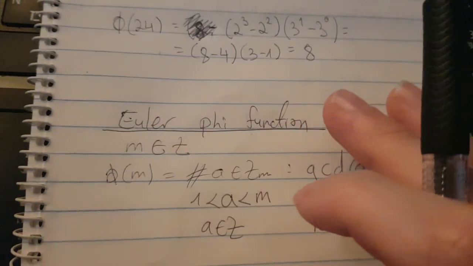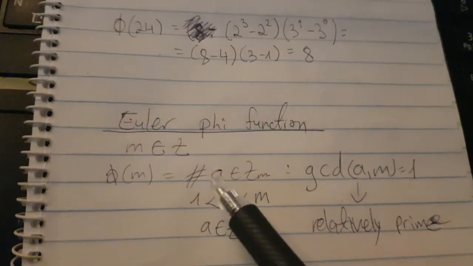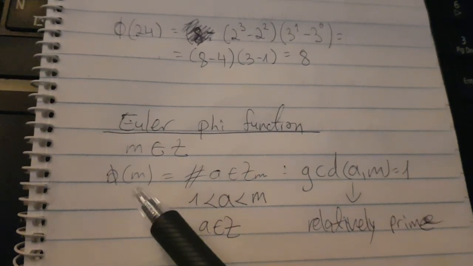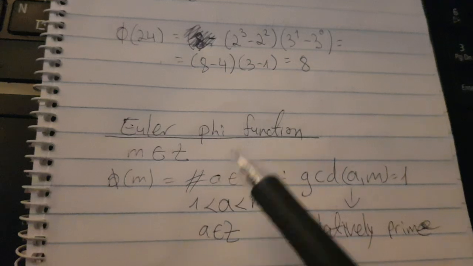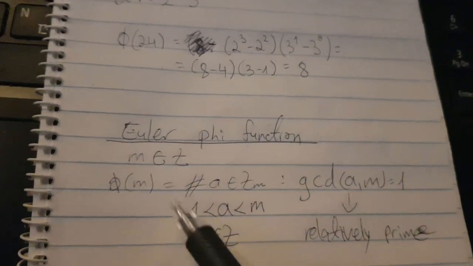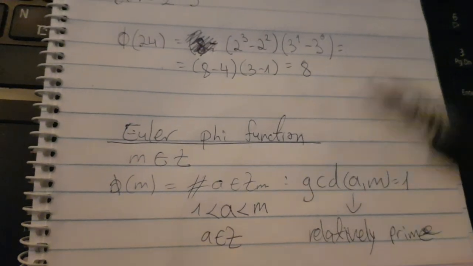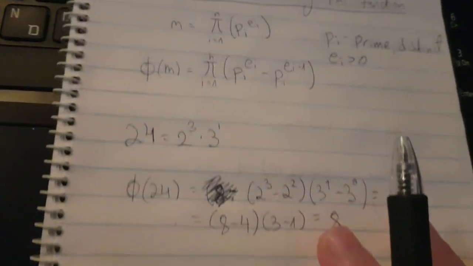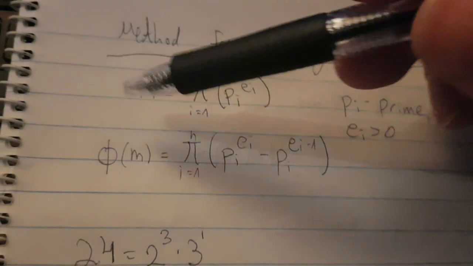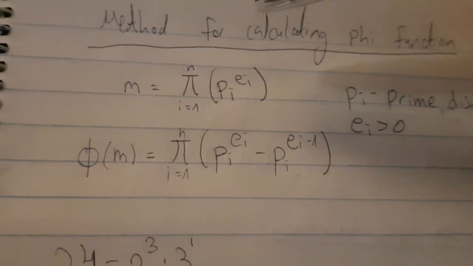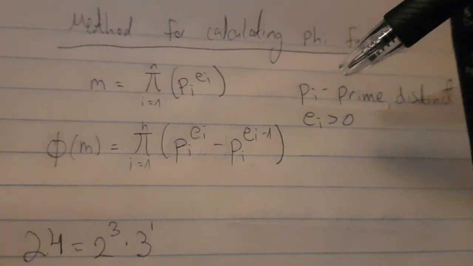So instead of checking for 1, is it relatively prime, yes, no, and adding or not adding, then 2, 3, 4, 5, checking, instead of calculating the Euler phi function this way, let's look at a method to do that. So we're talking about some m, a positive integer.